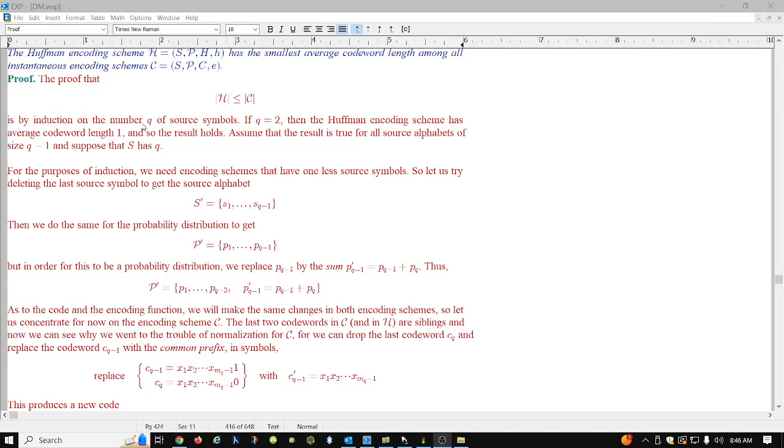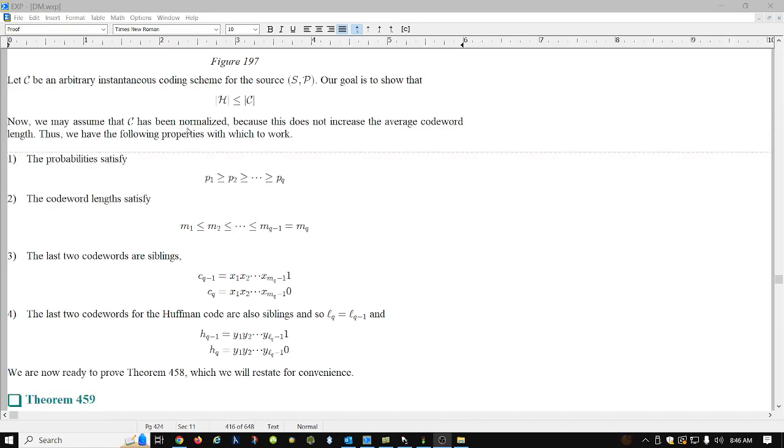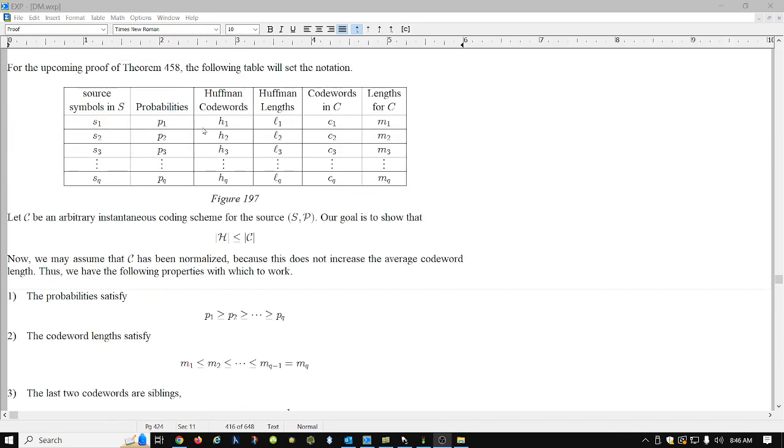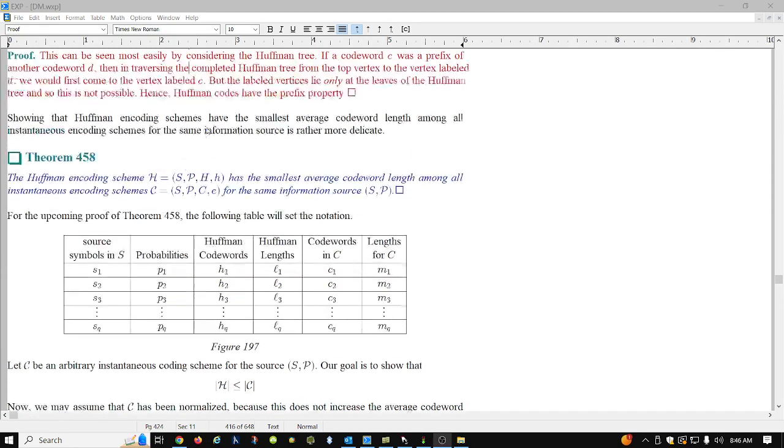Now this particular proof is by induction on the size of the source alphabet, which is Q. So I'll go back here a second. Where is the source alphabet?